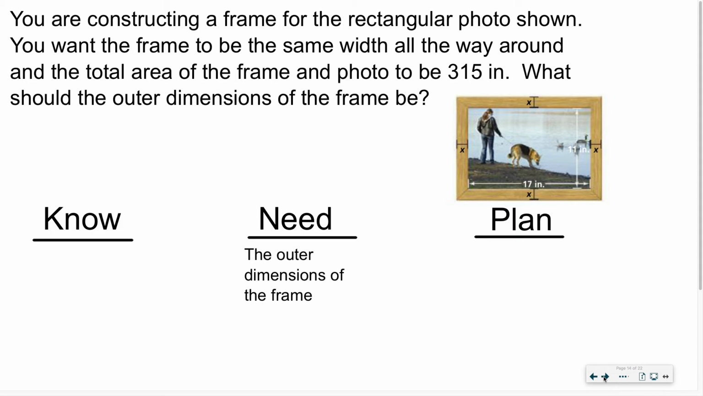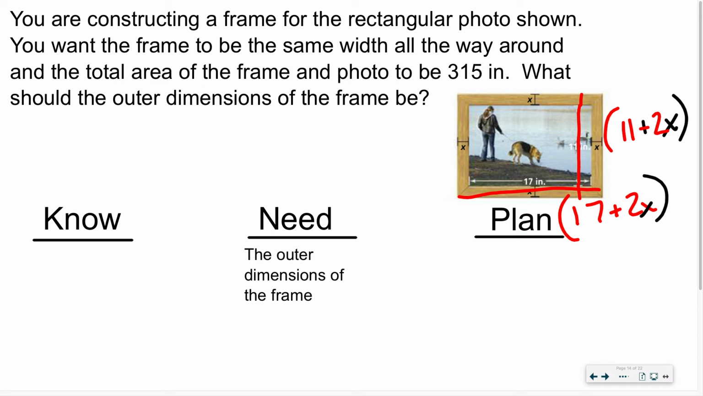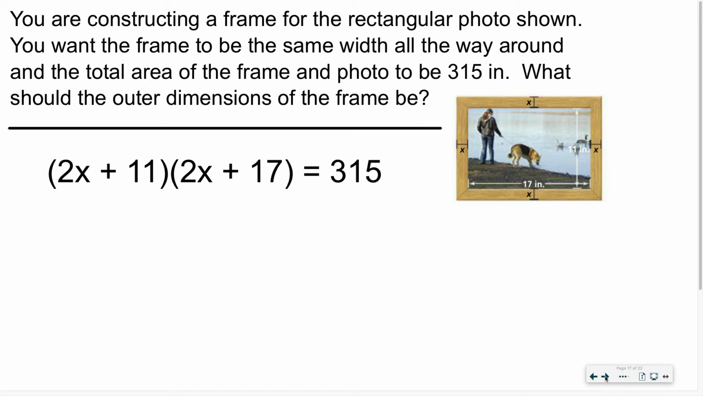Okay, so once I add the frame, how can I represent the new length and the new widths? Careful. 11 plus 2x, because on both sides. And here, 17 plus 2x. And what am I going to do with these two values? I'm going to multiply them, and what should they equal? 315. They should equal 315. Okay, length times width would equal the area.